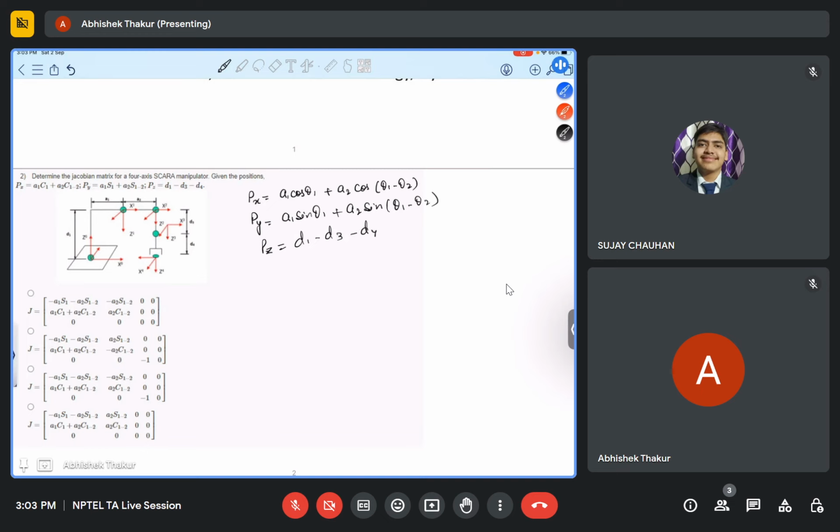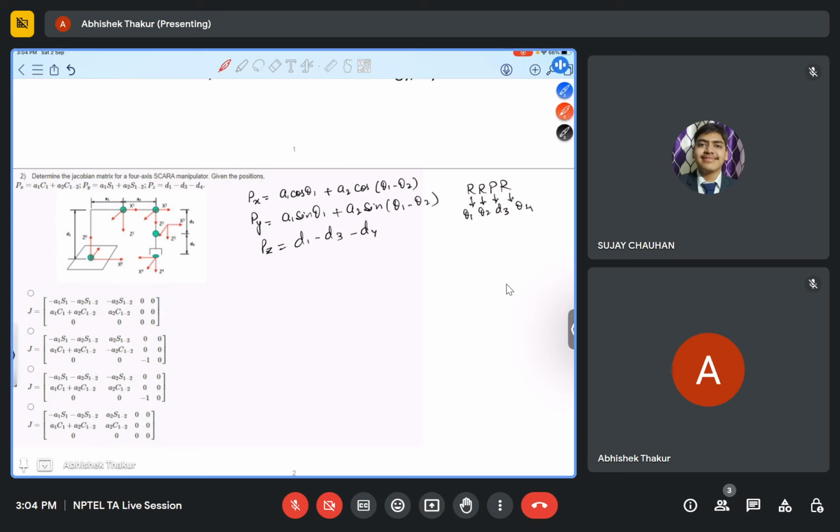So this is a SCARA robot, and the SCARA robot has two rotational joints, then one prismatic joint, and then again one rotational joint. So for these joints, the first one is theta 1, the second one is theta 2, the third one is d3, the fourth one is theta 4. So these are the variables. In the first rotational joint, the variable is theta 1. In the second rotational joint, the variable is theta 2. In the third joint, that is prismatic, the variable is d3. And in the fourth joint, the variable is theta 4.